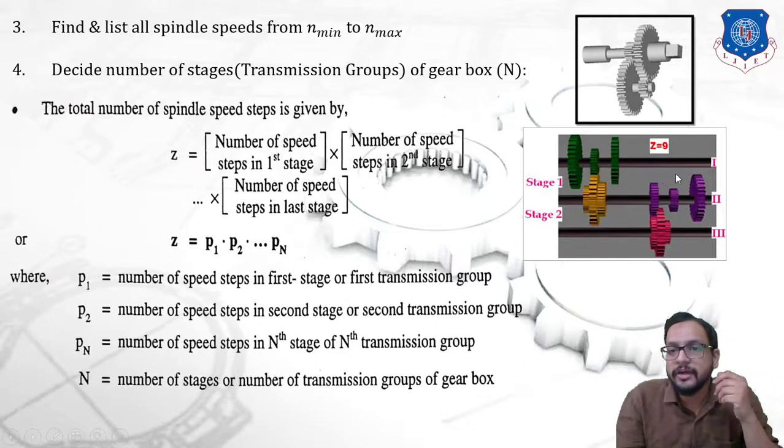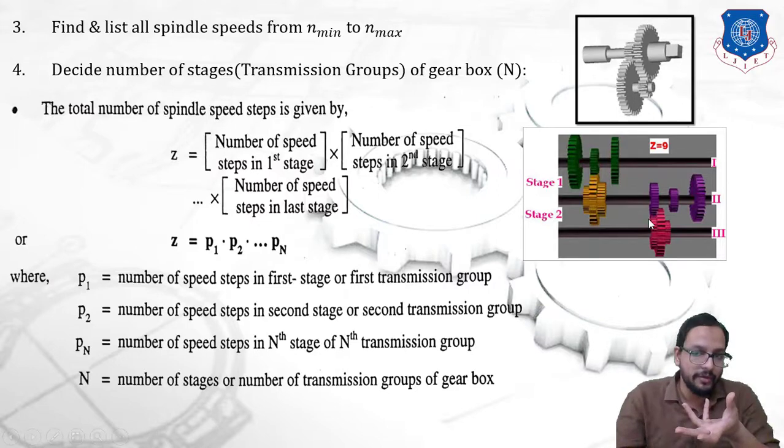Now consider the intermediate shaft, that is the second shaft, and the third shaft. So this represents the second stage. Again over here, the maximum speed steps available are 3. So in total how many speed steps are available? We would say 3 into 3, 9 speed steps are available in this entire gearbox arrangement.